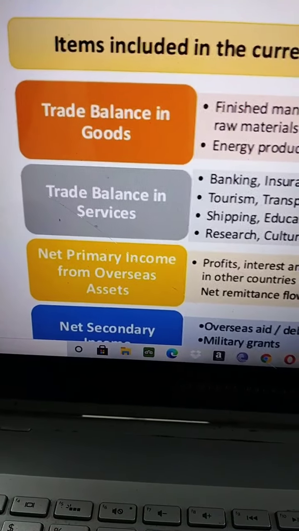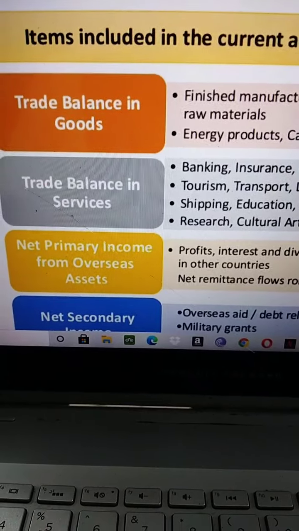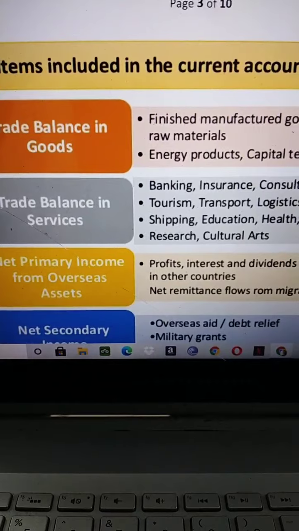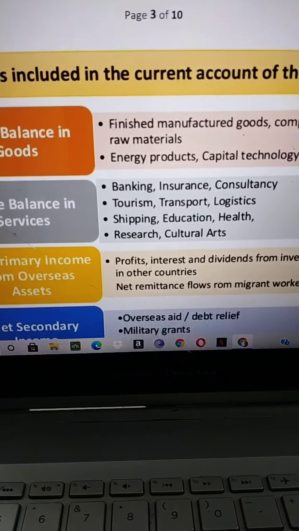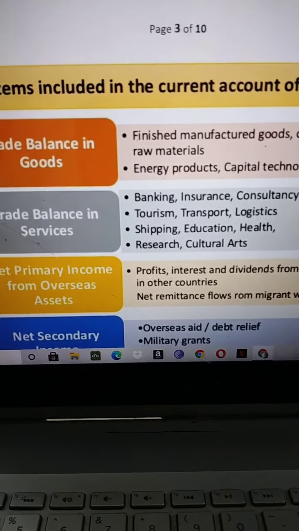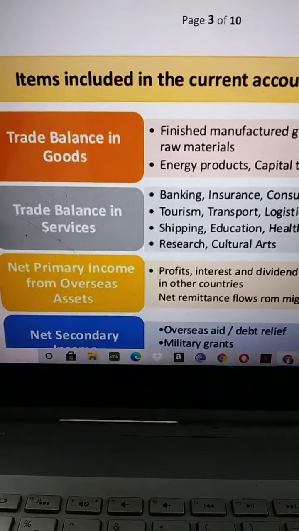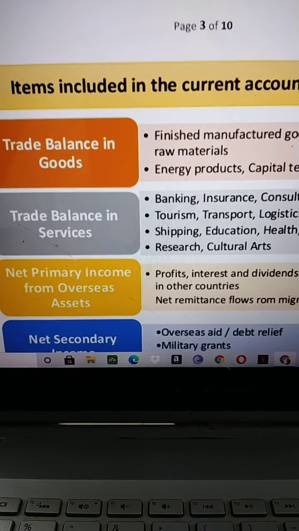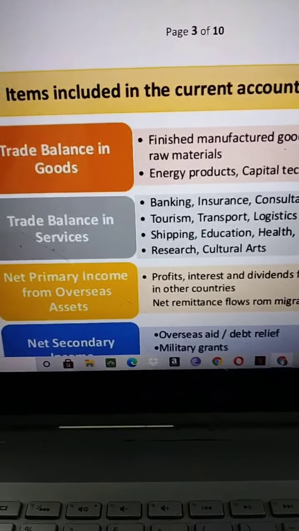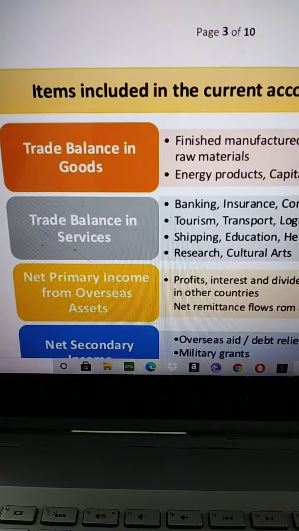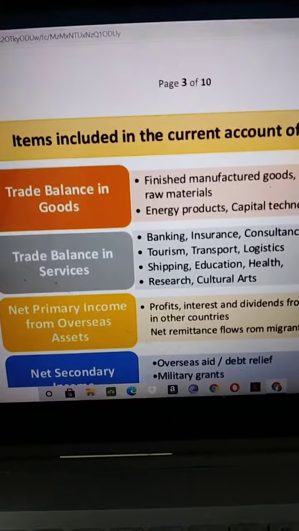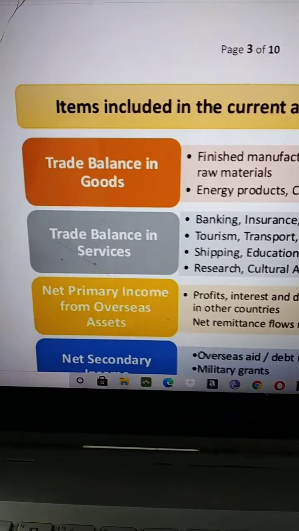The second component is the trade balance in services. Again, the comparison is between the exports of services and the imports of services. If the exports of services are more than the imports of services, then you have a surplus in the trade balance in services. If you have more imports of services as compared to the export of services, then definitely you will have a deficit. Deficit means that your expenditures are more as compared to your earnings.